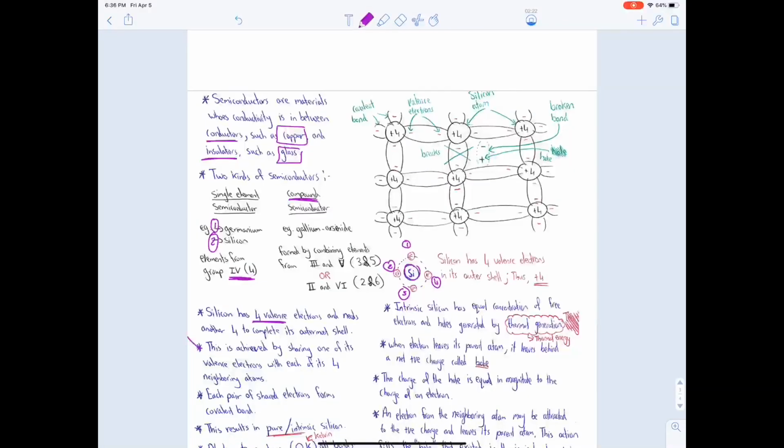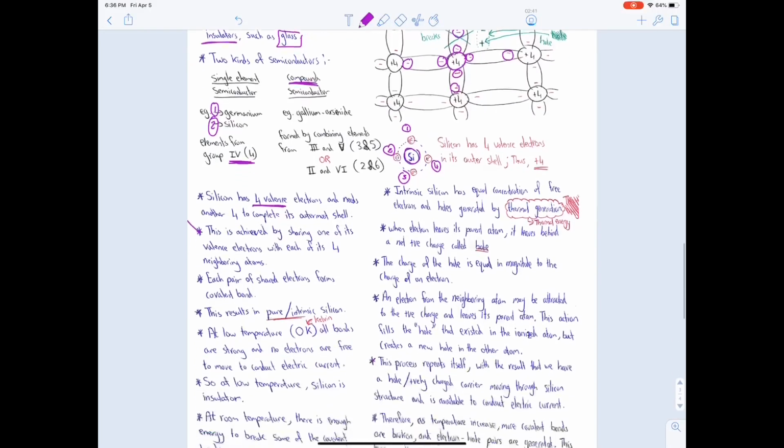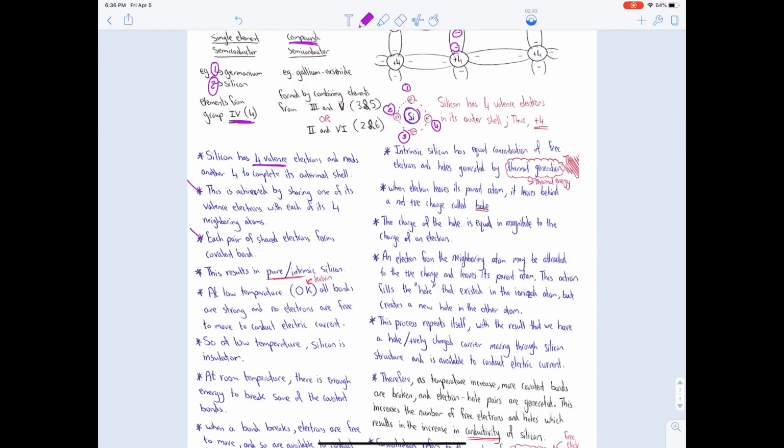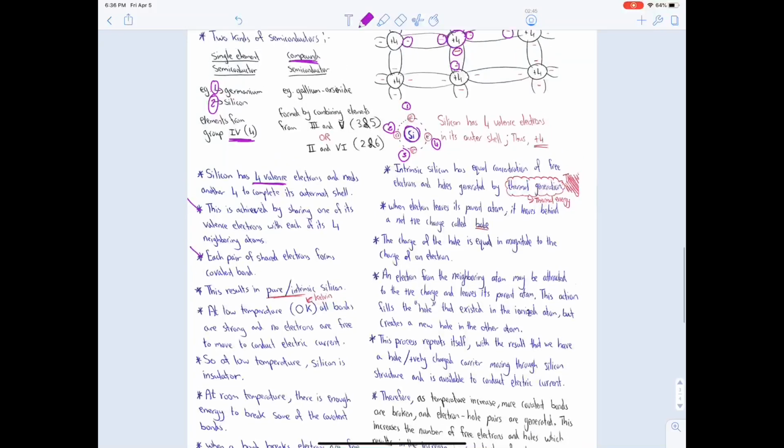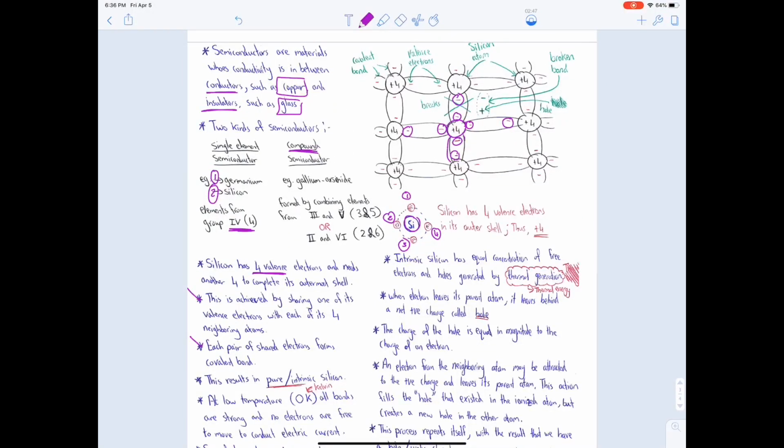Now, see, this is the silicon crystal. Here's a silicon atom with 4 electrons. Okay, it needs another 4 to complete its outermost shell. Those other 4 are going to be shared from the neighboring atoms. So now they became 8. Now the silicon is stable. So here each pair of the shared electrons forms a covalent bond. Each 2 electrons form a covalent bond. This is a covalent bond.